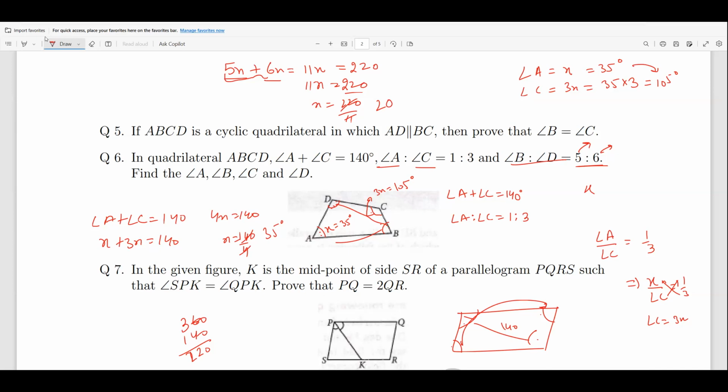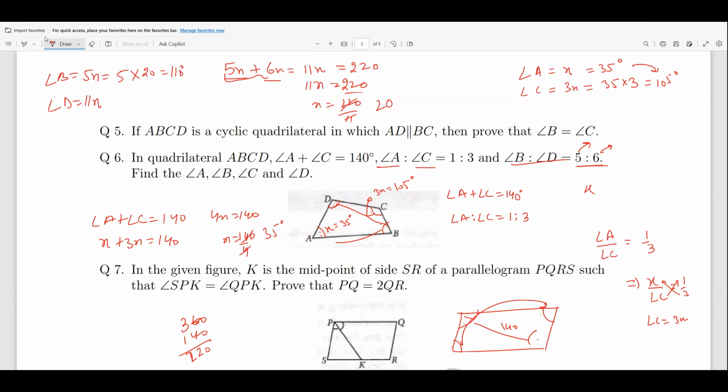Now, angle B is 5x. So multiply 5 into 20, you will get 100. Similarly, angle D is equal to 11x.